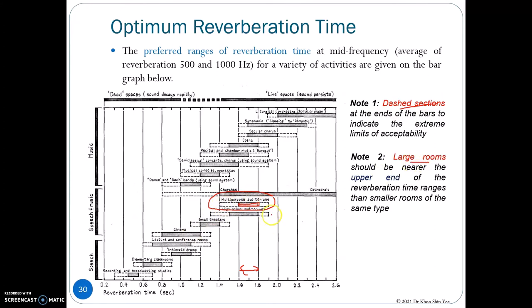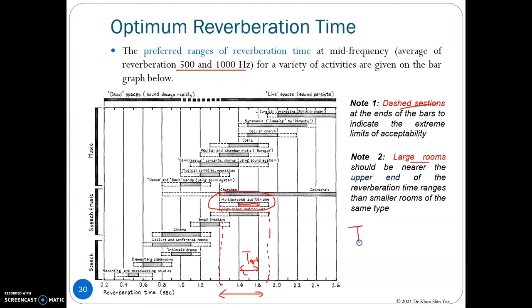Normally, a large room has a greater reverberation time, which is near the upper end. And if you have a small room, then it will be located near the end of the lower limit here. The optimum value for the reverberation time for the multi-purpose auditorium is within 1.6 seconds to 1.8 seconds. However, if you design the auditorium to have the reverberation time between 1.4 to 1.9 seconds here, it is still acceptable.